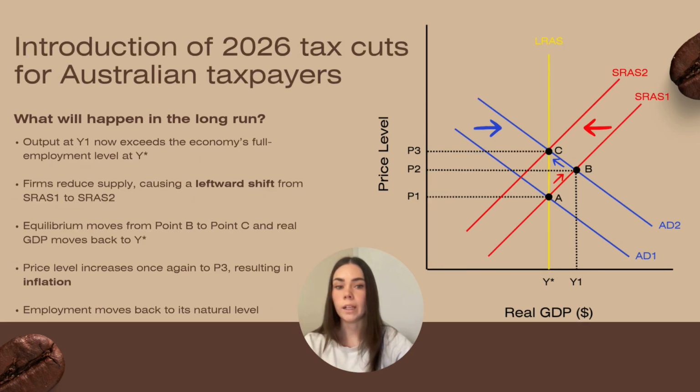Because output at Y1 exceeds the economy's full employment level at Y*, labour shortages and higher demand for resources push up wages and production costs. As costs rise, firms reduce supply, causing the short-run aggregate supply curve to shift left from SRAS1 to SRAS2, or the red lines. This means that equilibrium moves from point B to point C, in which real GDP falls back to Y*. However, the price level rises further from P2 to P3, resulting in inflation. Furthermore, employment moves back to its natural level. These changes demonstrate the long-run effect that the tax cuts will create.